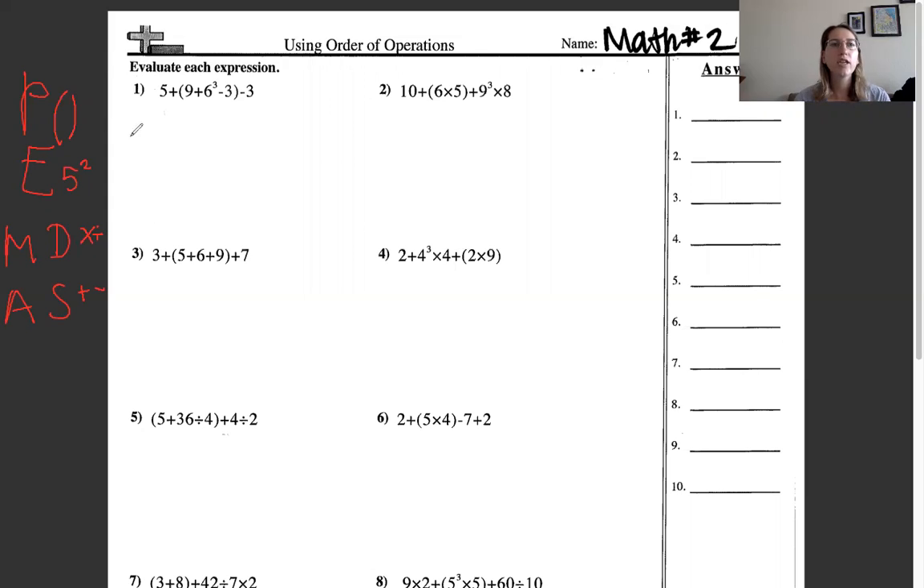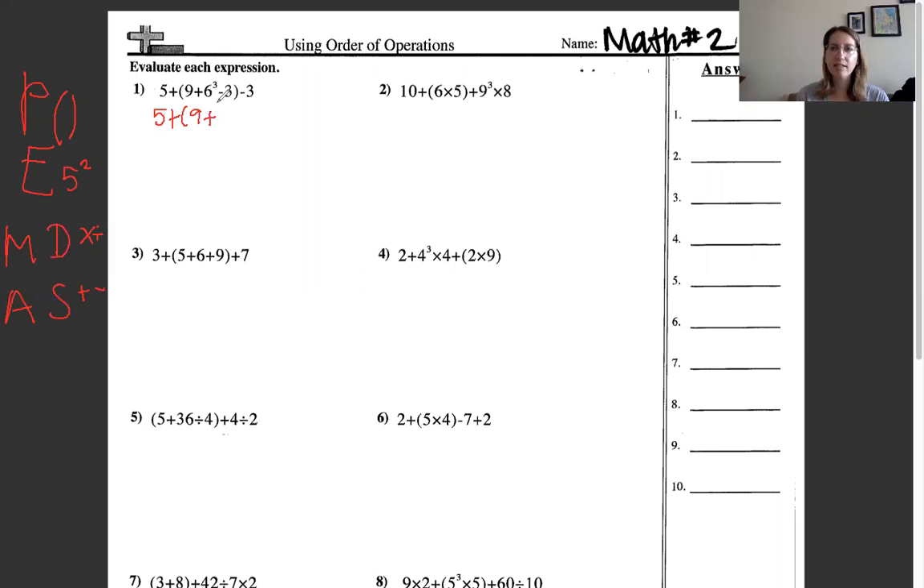So the first thing is we're going to look into the parentheses. What you have in the parentheses here is multiple problems. So we're still going to have to follow PEMDAS within those parentheses. We come back over here and we're like, okay, there's no more parentheses, but there is an exponent. We have 6 to the 3rd. So we're going to rewrite our problem right underneath that, the 5 plus parentheses 9 plus, and then we're going to figure out what 6 to the 3rd is.